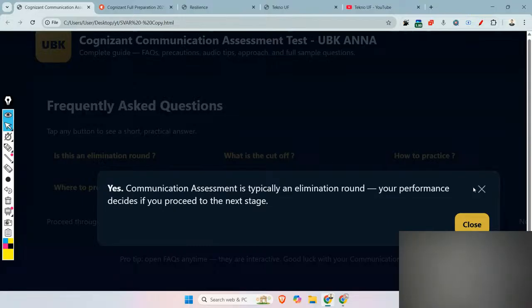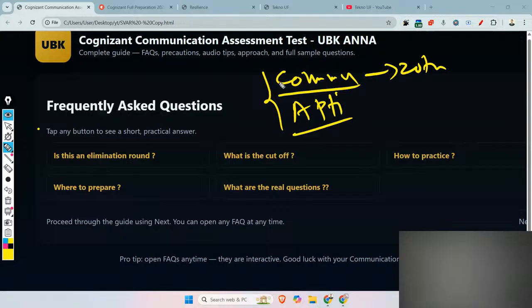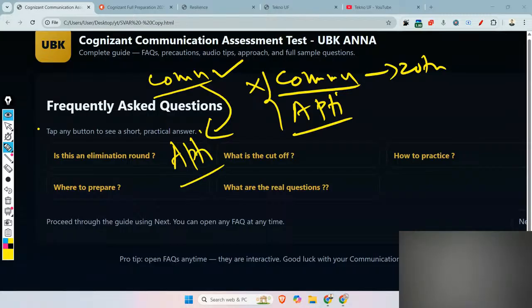Why? Let me tell you one thing. If you apply your common sense, then you will get to know: if you got both the communication assessment mail on 20th of August and the aptitude mail as well, together, then this is not an elimination round. If you got the communication assessment only, then this is an elimination round. Because if you pass this round, then only you will move forward to the next round, that is the aptitude round. I hope this is clear to you. Please comment down if you got to know that or not.